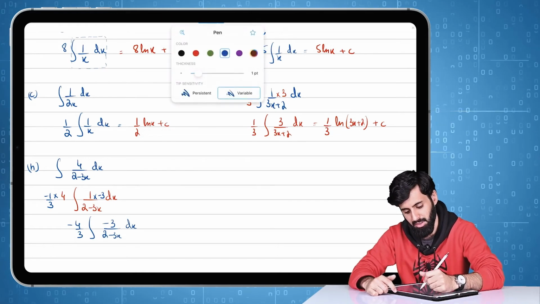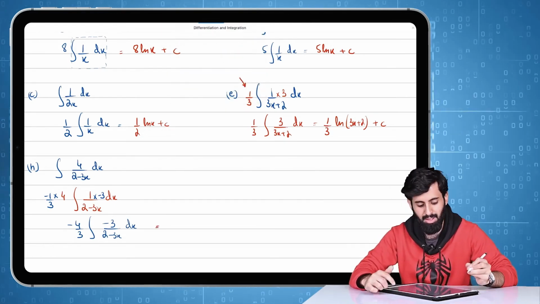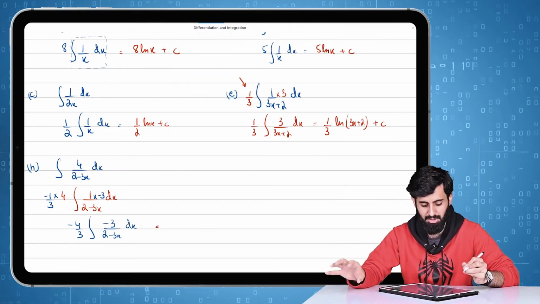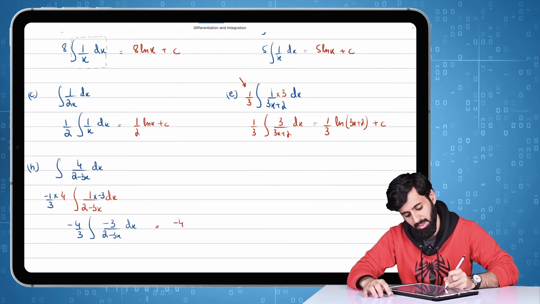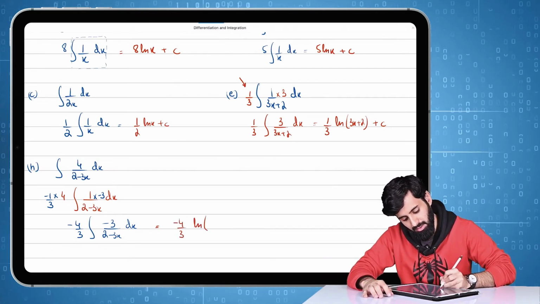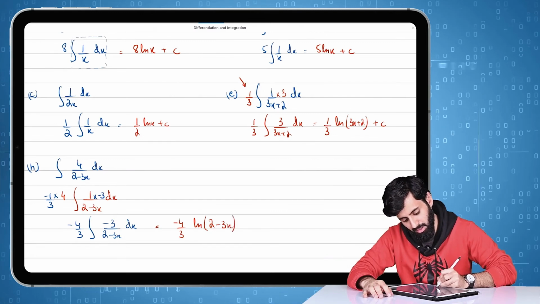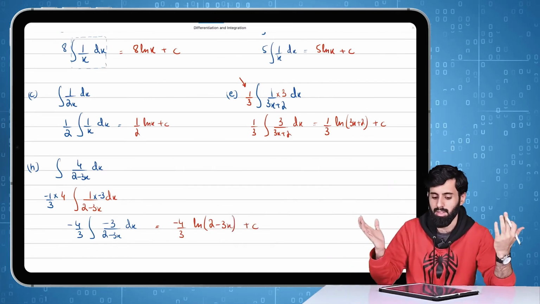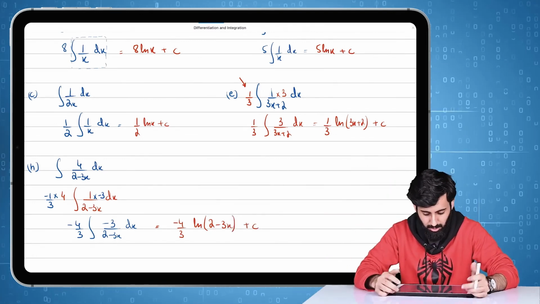Now we can integrate this comfortably because we have in the numerator exactly the differential of 2 minus 3x, and that's minus 3. So we'll have the minus 4 upon 3 as it is, ln 2 minus 3x as our argument, and then the plus c, and that's it. We are done with this question.